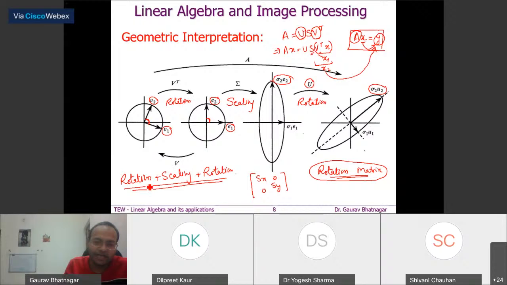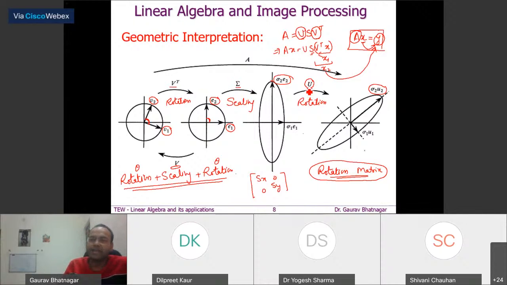And what is the angle of rotation here? What is the measure of scaling in this particular part, and what is the angle of rotation over here? This is purely going to be decided by the matrices V transpose, sigma and U transpose.